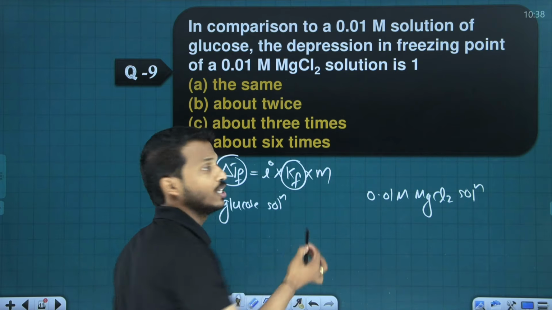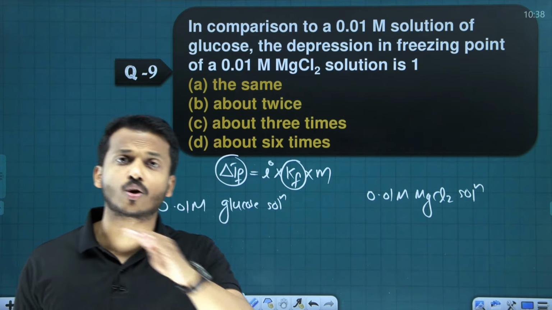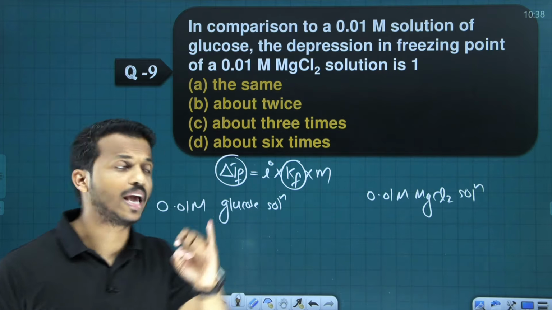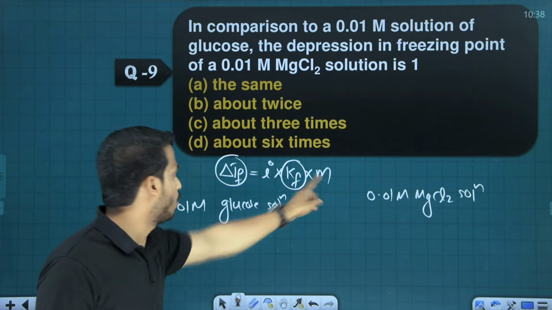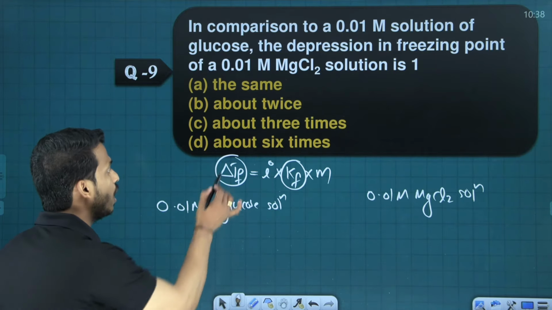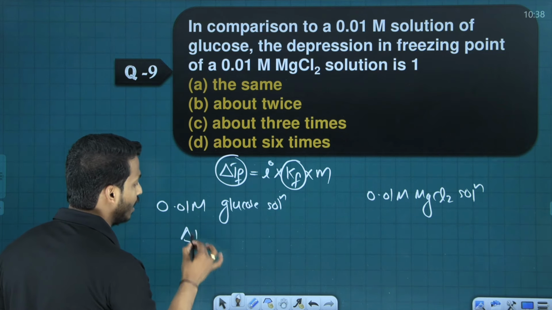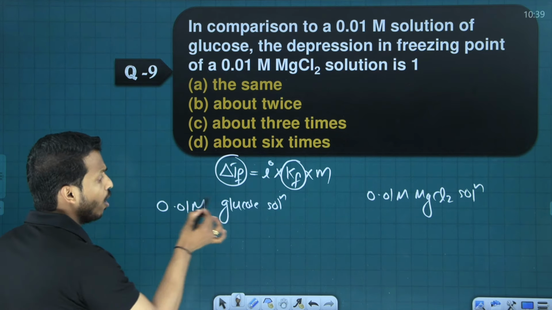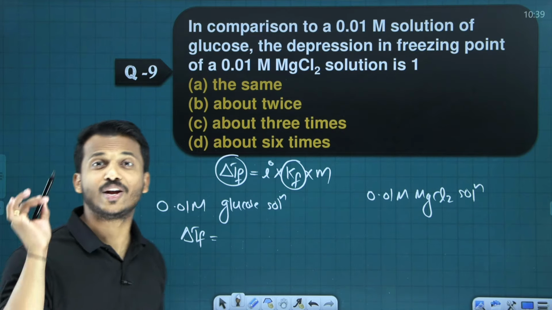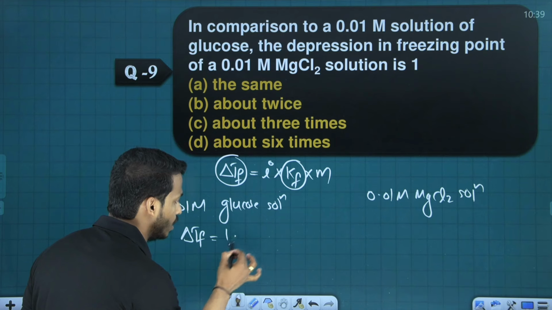Water's Kf value is constant. So what is Kf? Cryoscopic constant. It is a constant for a particular solvent. So Kf is independent, and molality also is independent. Both concentrations are the same. So only delta Tf depends on what? i. So what is the delta Tf of this one? See, glucose, we studied, is a non-electrolyte. They do not split. So that i value is 1.